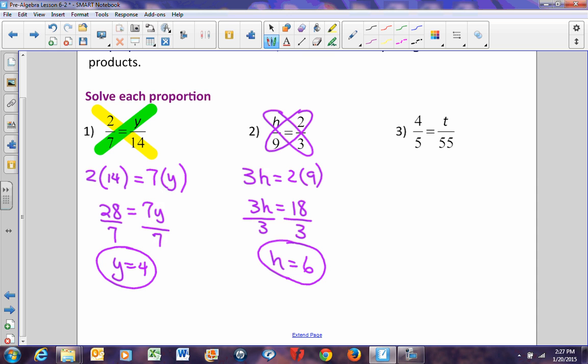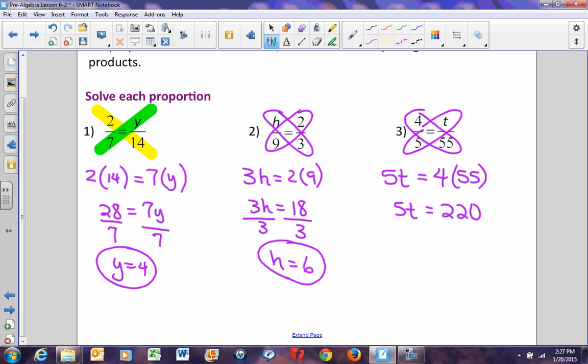There we go. In this last problem, 4/5 equals t over 55. Again, we'll use the cross products, so 5 times t is 5t, and 4 times 55. Those are our cross products. If you want to, you can use your calculator. If you're multiplying in your head, you'll know it's 220. Divide both sides by 5. t will equal 44.